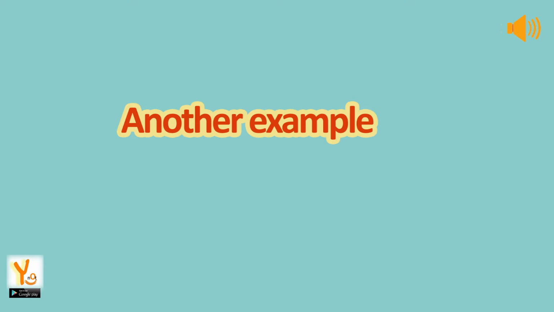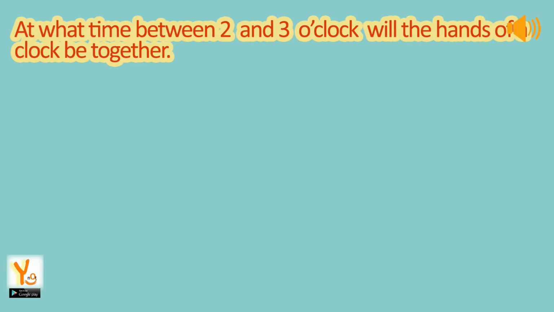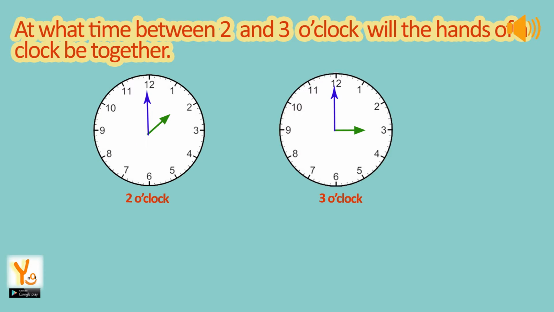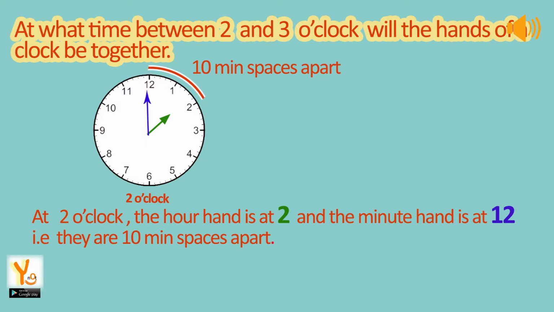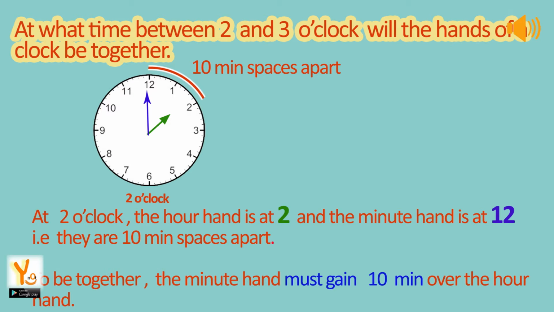Another example. At what time between 2 and 3 o'clock will the hands of the clock be together? Two different times, 2 o'clock and 3 o'clock. At 2 o'clock, the hour hand is at 2 and the minute hand is at 12. That is, they are 10-minute spaces apart. To be together, the minute hand must gain 10 minutes over the hour hand.